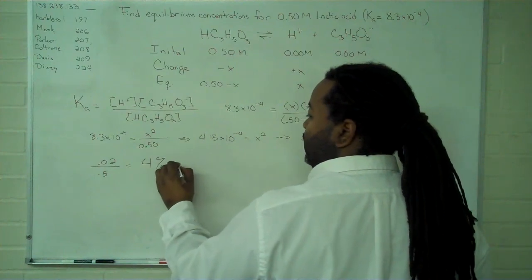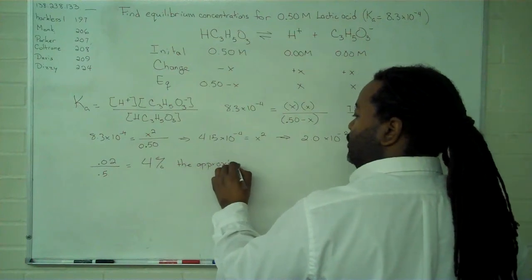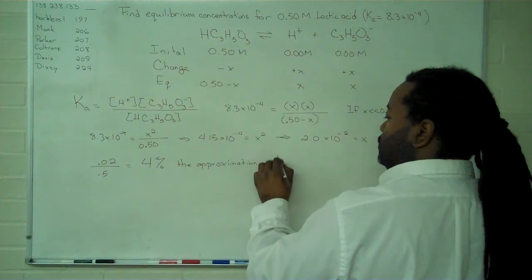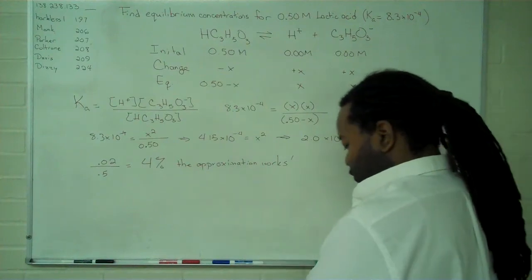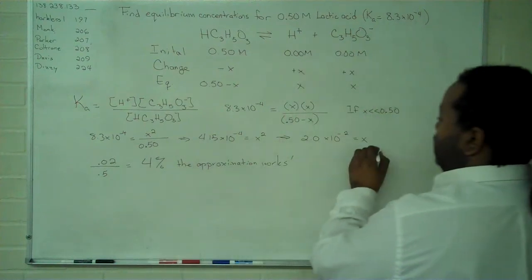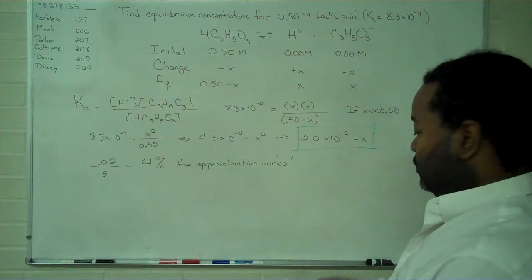So this is less than 5, so the approximation works. And so since this is a success, we can use this as our value of x. That solves the whole thing.